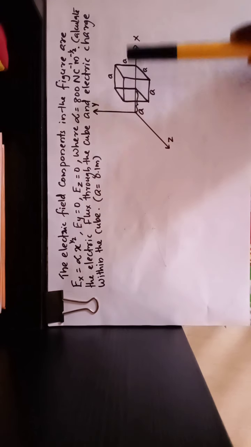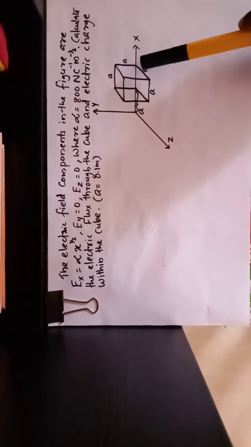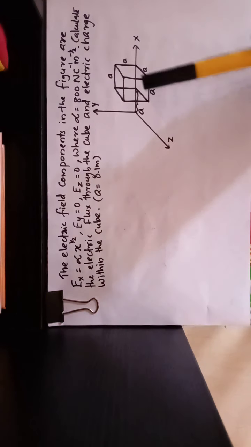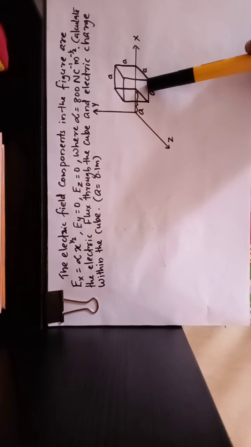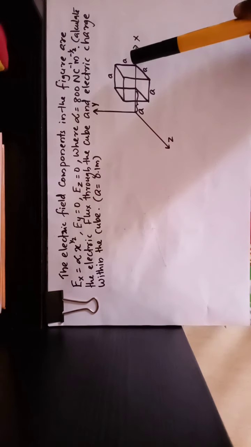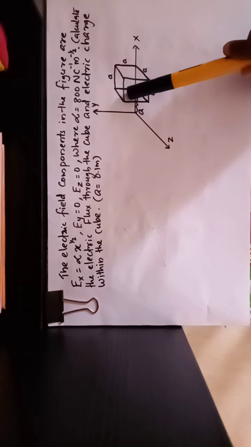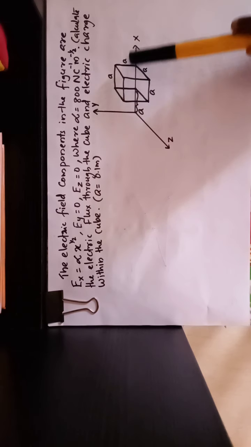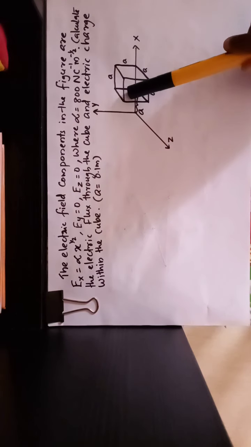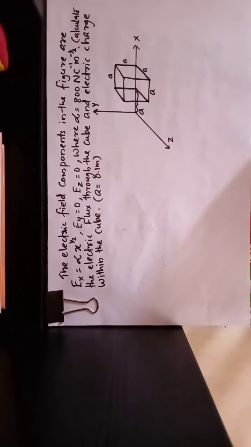There is a cube placed. Each side of the cube is A. What is the value of A? A is equal to 0.1 meters. There are 6 faces for the cube. You can see this face and the opposite face. These two faces are perpendicular to the x-axis, which means these two faces are parallel to the y-z plane.